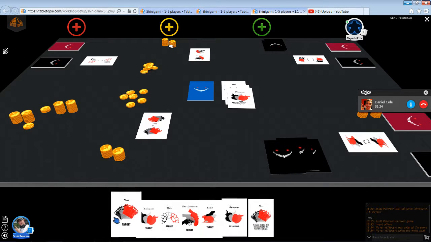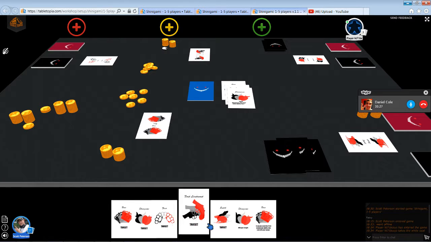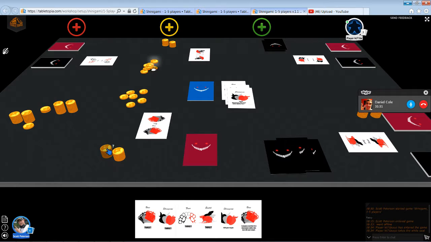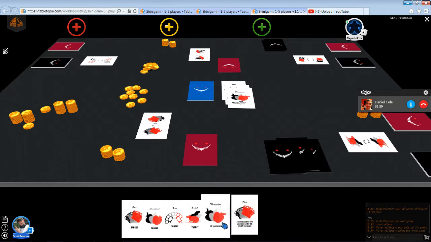So I'm going to choose my target. Pay 2. Oh, pay 2. Yep, always pay 2. So we have quite a few coins in the middle. There's 16 units.